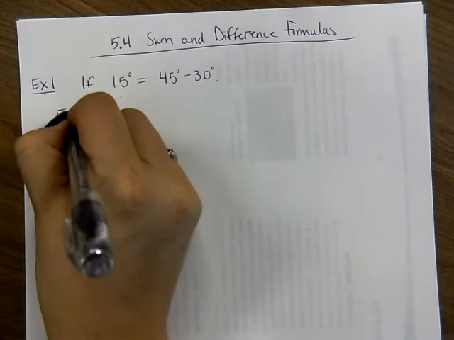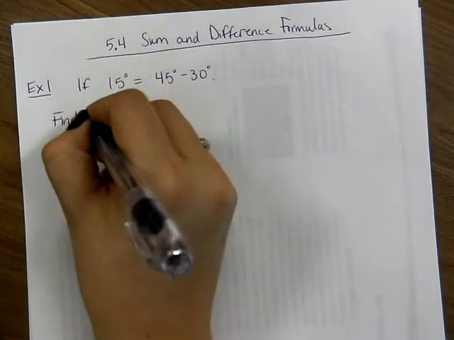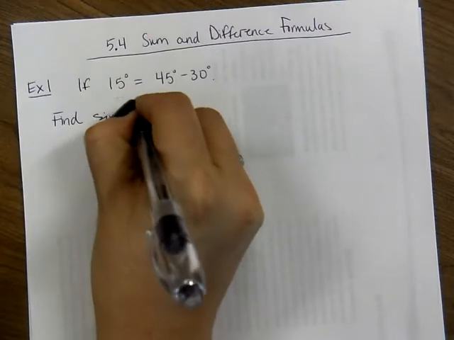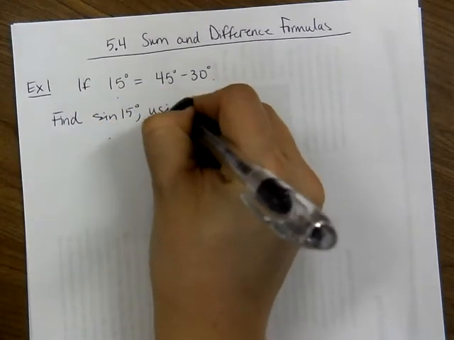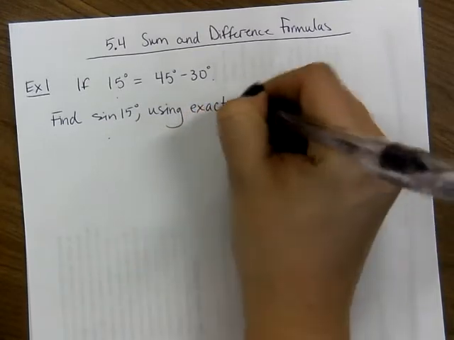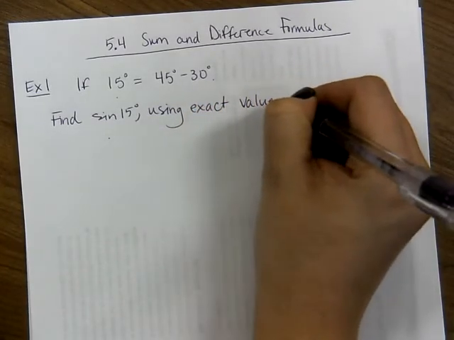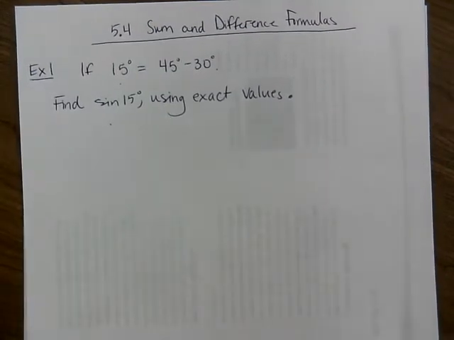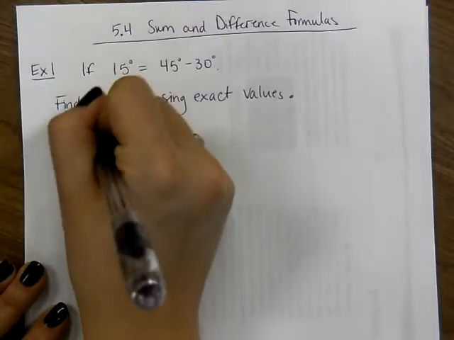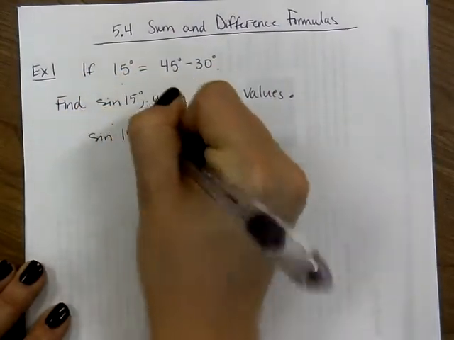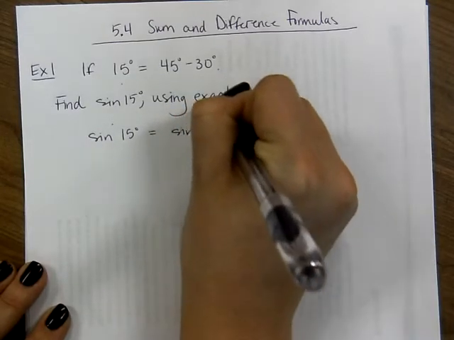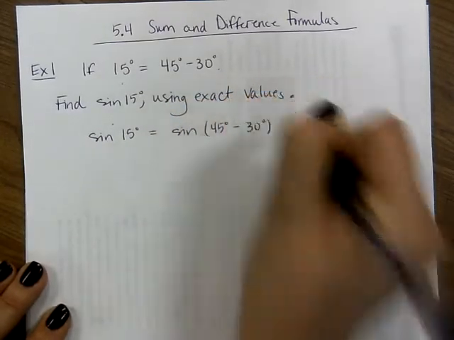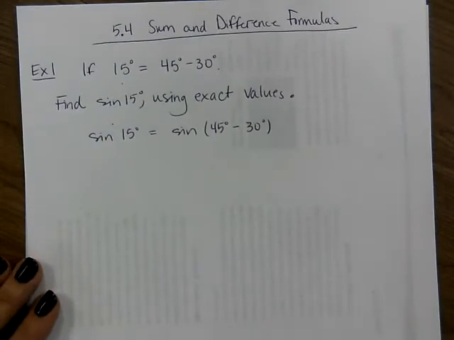So, if I want to find the sine of 15 degrees, using exact values, meaning no calculator, meaning use your unit circle, then I want to think about a way that I can represent 15 degrees using those unit circle angles. Again, 15 degrees would be like 45 and 30, once you subtract them. So the sine of 15 degrees would be the same as the sine of 45 degrees minus 30 degrees. Do you agree with that?